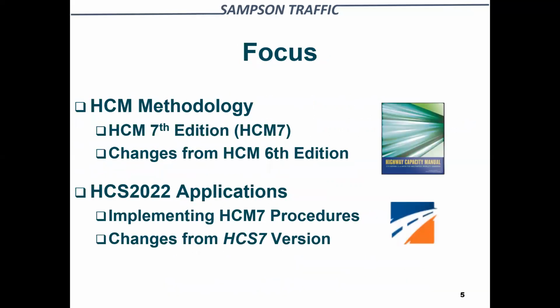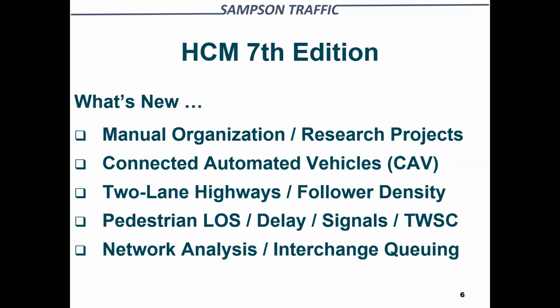So we'll focus on the new procedures, and I'm just going to hit the highlights. I'm going to try to stay out of training course mode and just show you what's happening between the 6th edition and 7th edition. And I've got a couple of little screenshots to show you how it's implemented in the Highway Capacity software. The organization is pretty much the same, but things changed a little bit. Lots of research projects. I'll show you a slide on the new research.